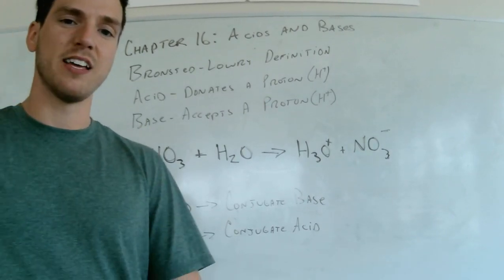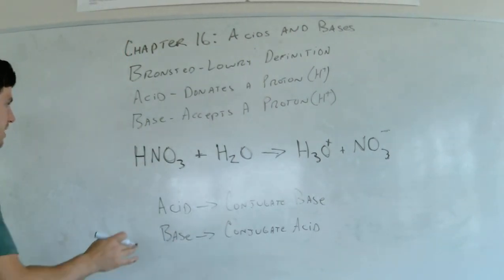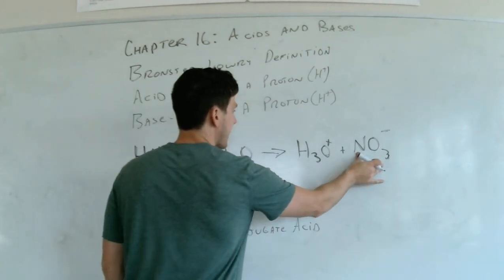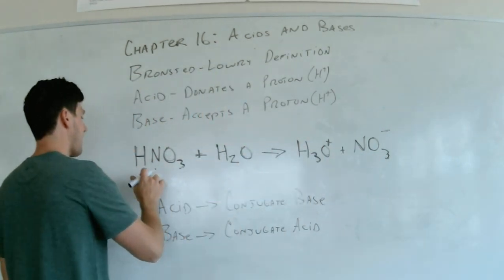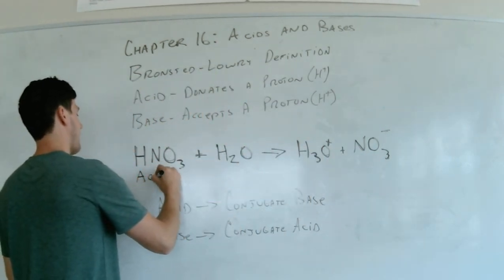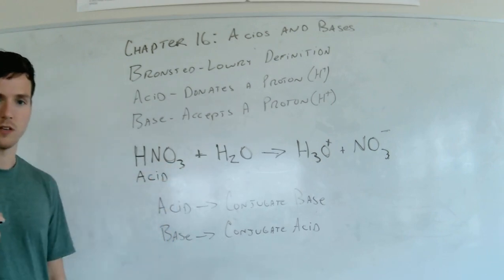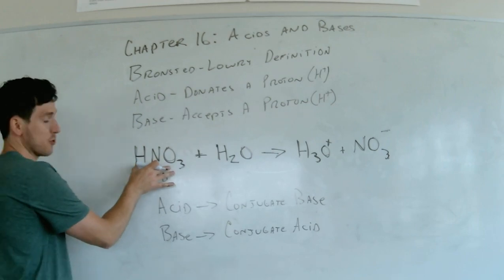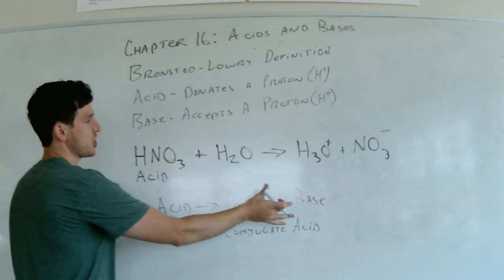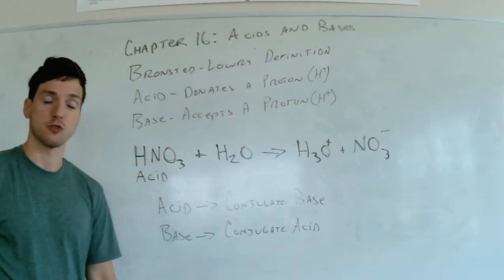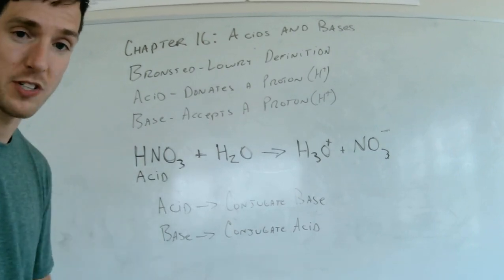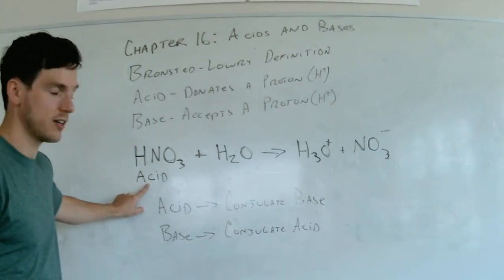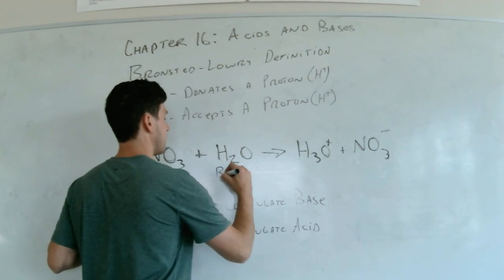Remember, an acid donates a proton or loses a proton. Well, it went from HNO3 to NO3 minus, so this must be my acid. Once again, an acid donates a proton. If I look at HNO3, which is nitric acid, it changed to NO3 minus, which means it lost a proton, so this must be the acid. So this means the other one automatically has to be the base.